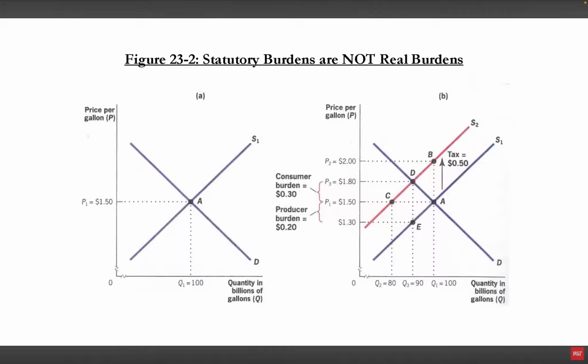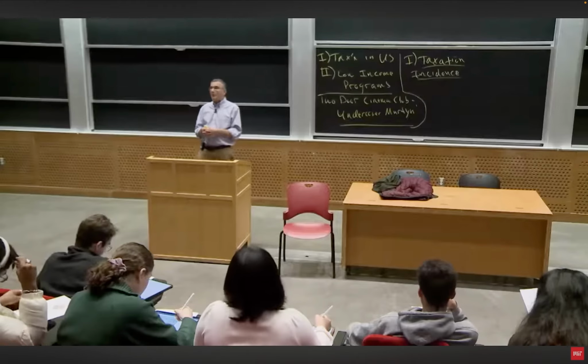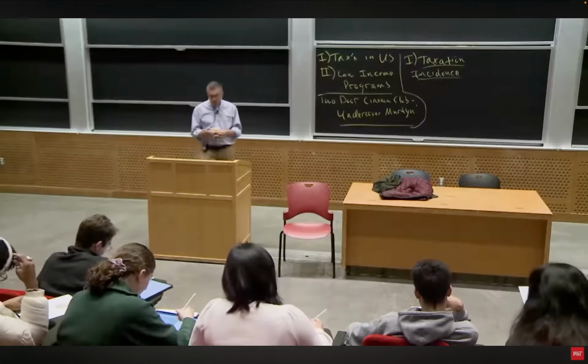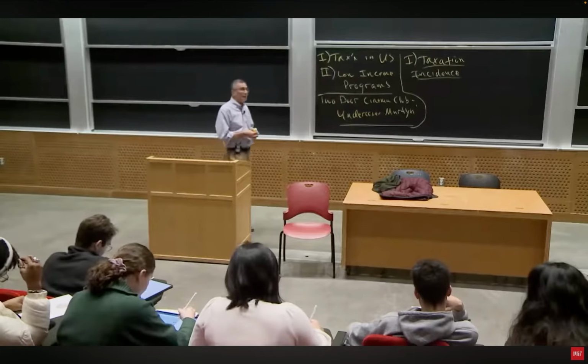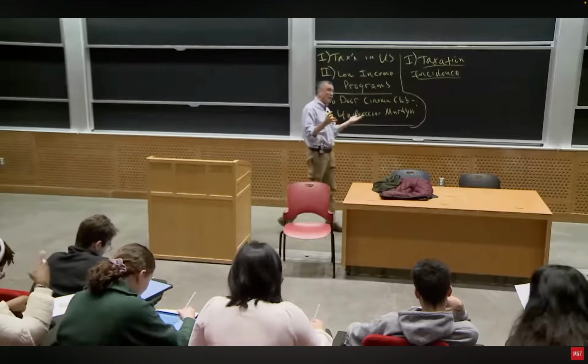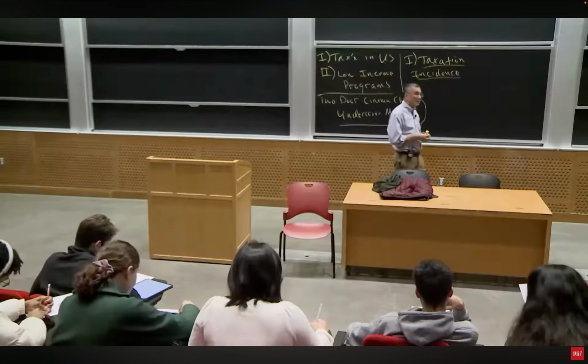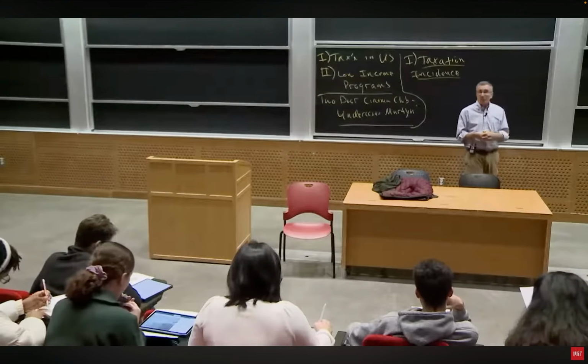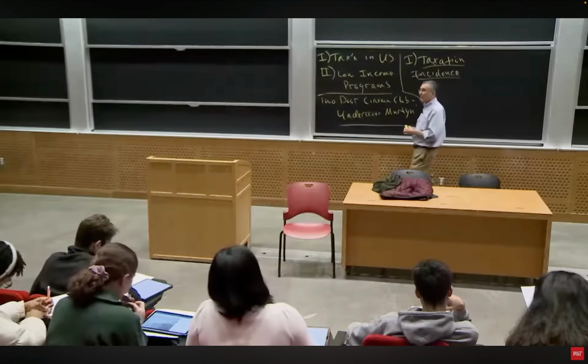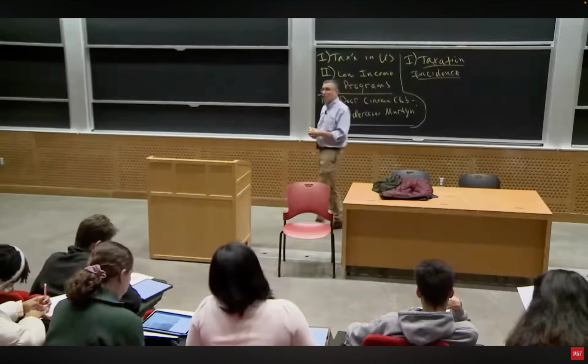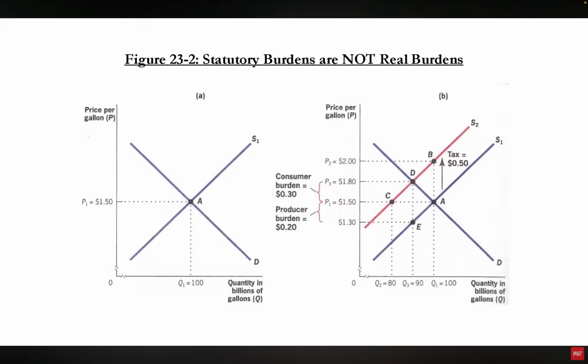In other words, before they were happy to provide 100 billion gallons at $1.50. But now if you want to supply 100 billion gallons, you're going to pay them $2. Why? Well, because in this perfectly competitive market, they were zero profit before at $1.50. If they're sending 50 cents a gallon to the government, they have to make $2 to be zero profit now. So that's what they'd have to get.